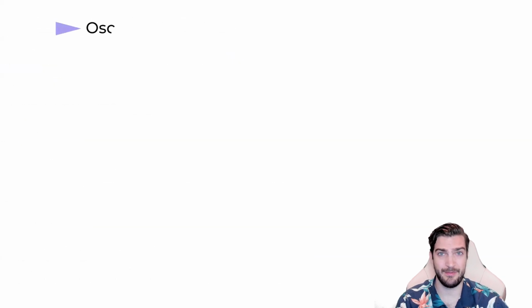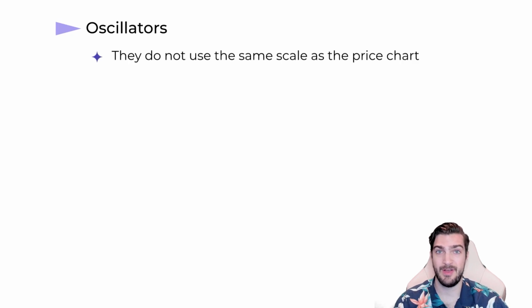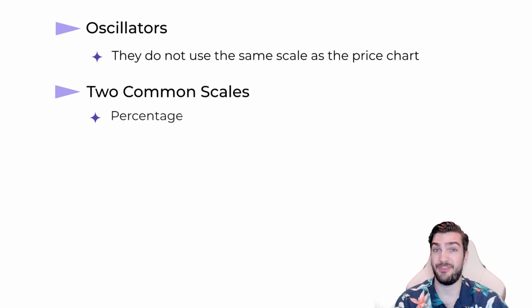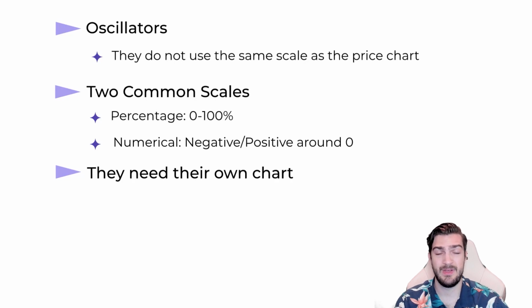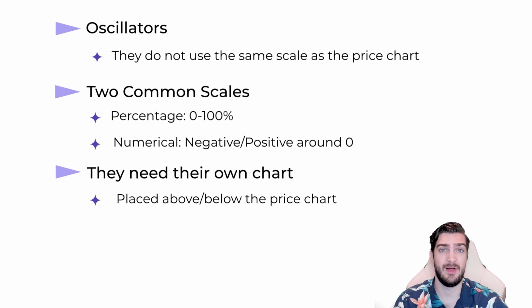Next, we have oscillators. Unlike overlays that use the same scale as the security's price chart, oscillators use different scales. Most commonly, these scales will be a percentage from 0 to 100, or will be a positive or negative value centered around 0. Either way, these charts have a different scale, and as a result, need to have their own chart. These charts are typically placed above or below the security's current price chart, allowing us to still see information over the same period of time, but with the information a little bit more stacked on top of each other.